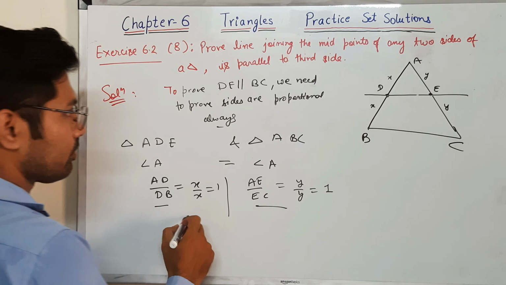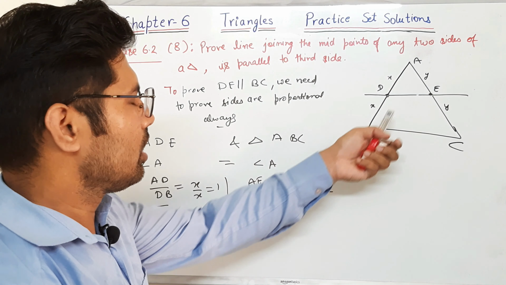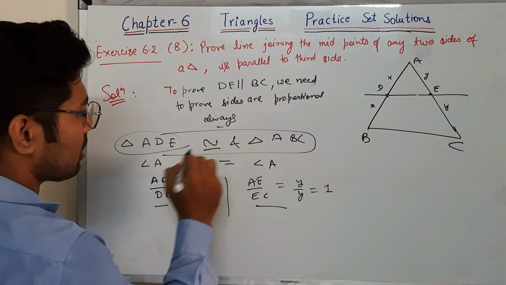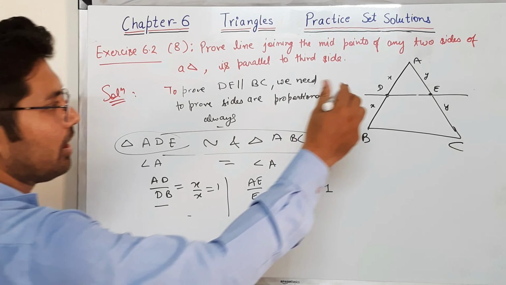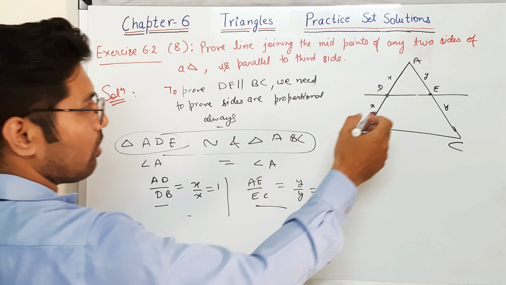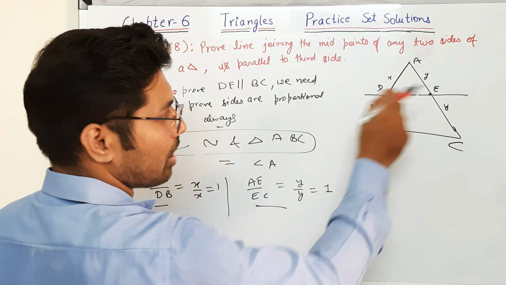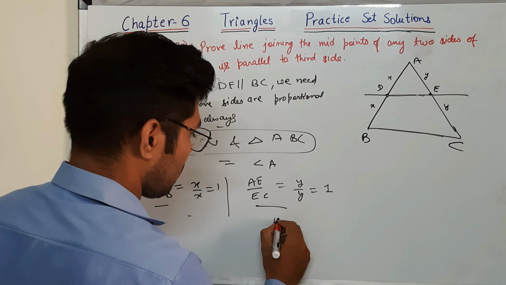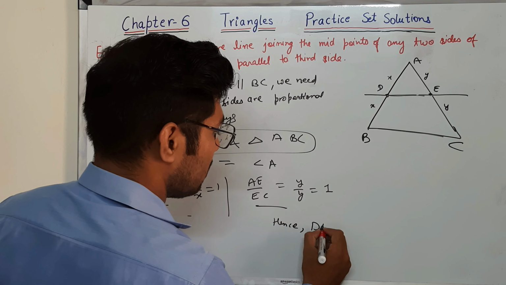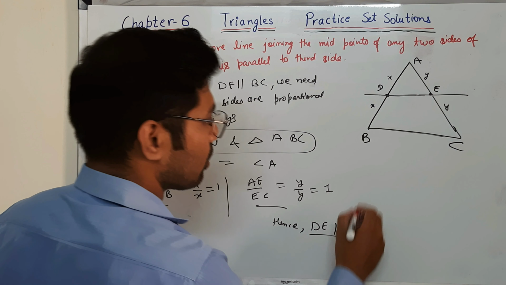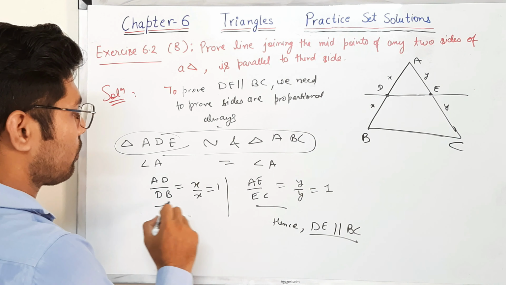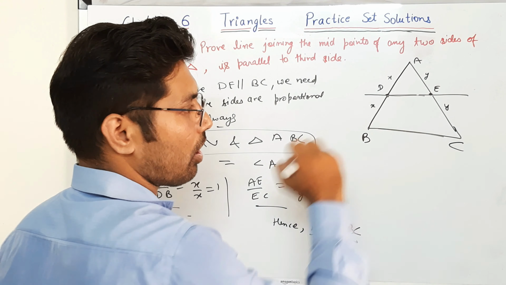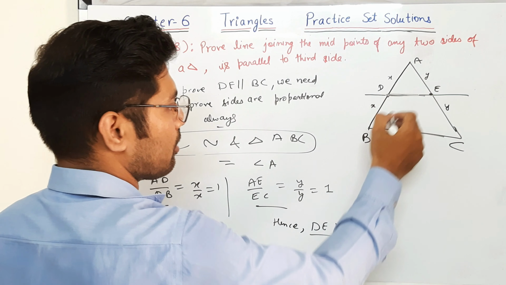Now what else do we need to prove? These two triangles, ADE and ABC, are similar. Now if these two are similar and this ratio is also the same, these sides are parallel. Hence DE is parallel to BC, because of the ratio we just proved: AD upon DB and AE upon EC is always 1. Hence these two lines are parallel.